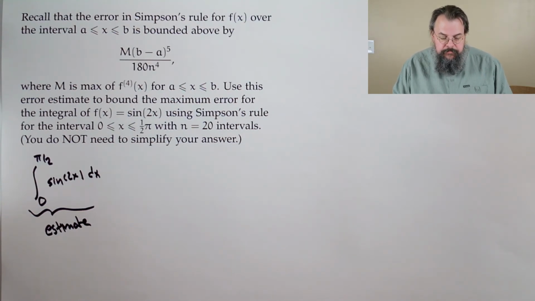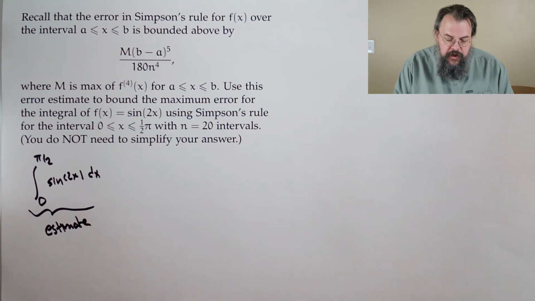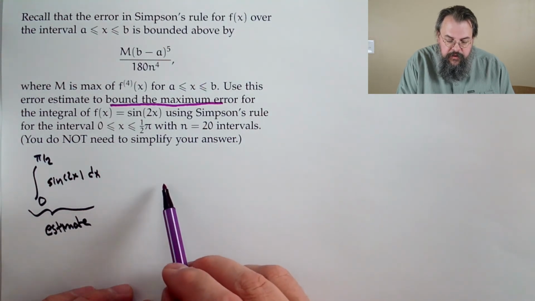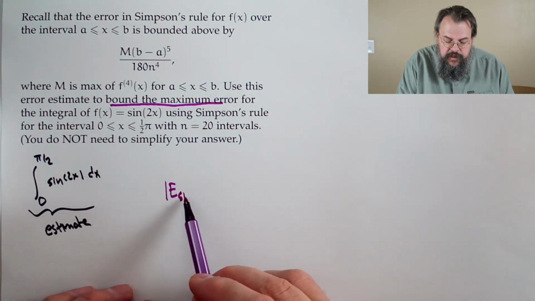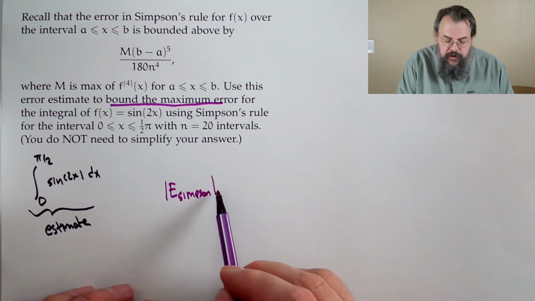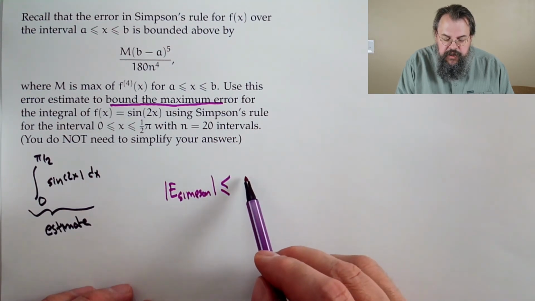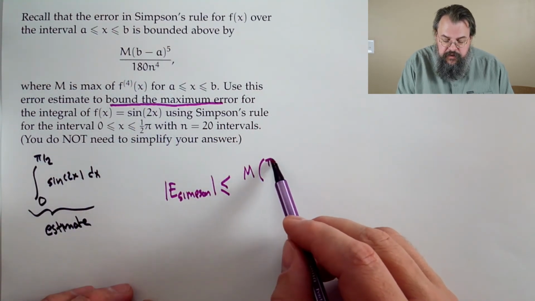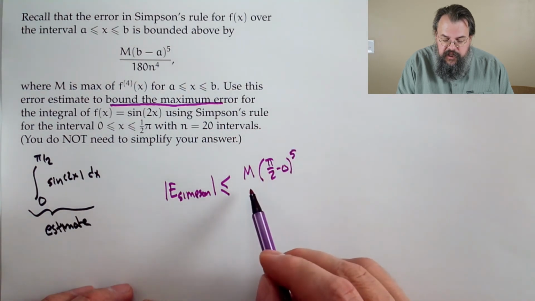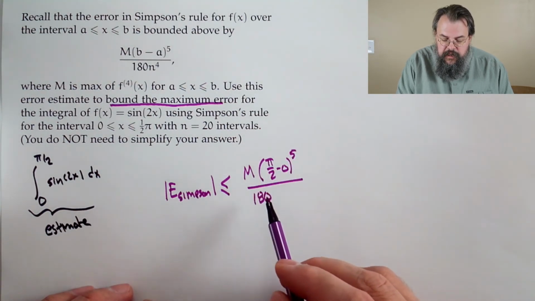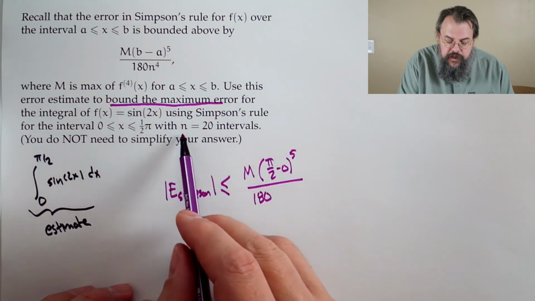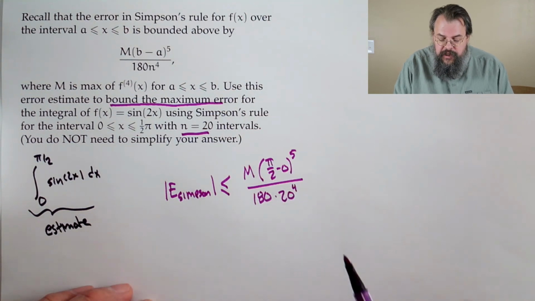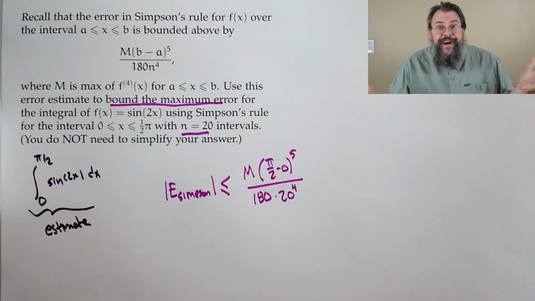What do we need to do? We want to bound the maximum error. Our error with Simpson's rule is going to be bounded above by M times (pi over 2 minus 0) to the 5th, divided by 180 n to the 4th. We're even told how many intervals, so we know n is 20, giving 20 to the 4th. So we're basically done, right?